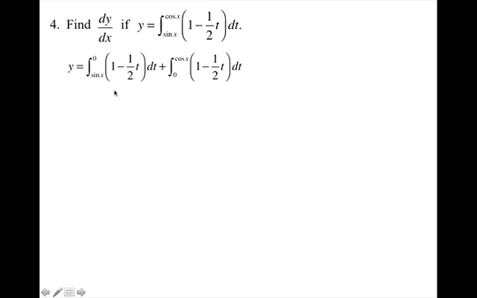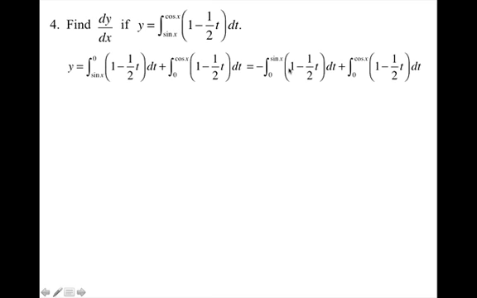Then for this first one, I need to make sure that the 0 is on the bottom, is the bottom limit. So that means I'm going to have to multiply this first integral only by a negative. Now I can go ahead and apply the Fundamental Theorem of Calculus Part 2.